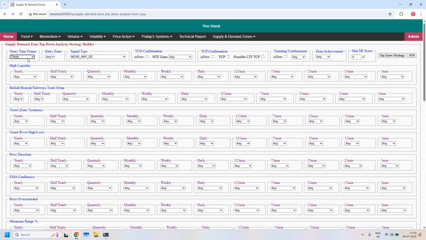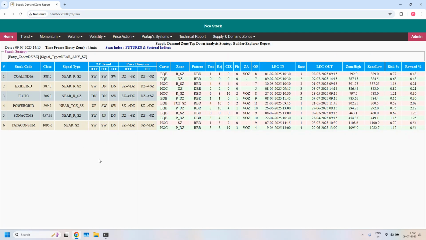So next, for 75 minutes time frame, stocks near to the 75 minutes supply zone, we got 6 stocks. Let us identify 75 minutes high liquidity supply zones. Coal India is having a high liquidity zone. Exide Industries is having a high liquidity zone. IRCTC is not valid because it is a pierced zone. Next, Sonacoms is having high liquidity zone. So total 3 75 minutes high liquidity supply zones identified from this list.